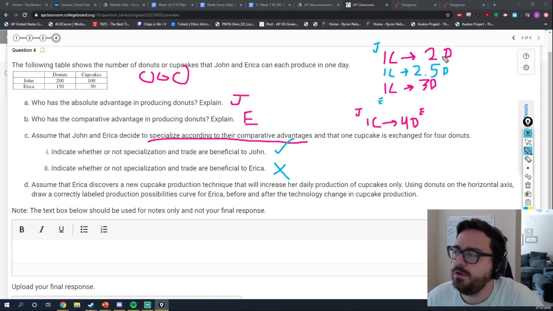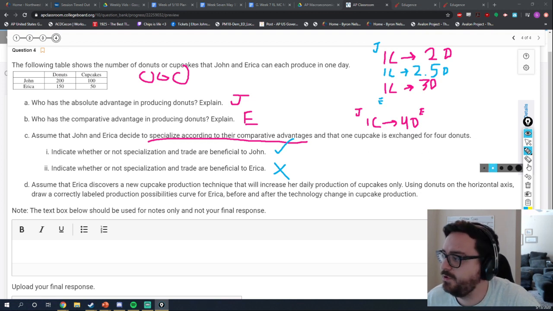So remember, you want to set up the range. That's how you do terms of trade, is you need to do a range. Terms of trade needs a range.